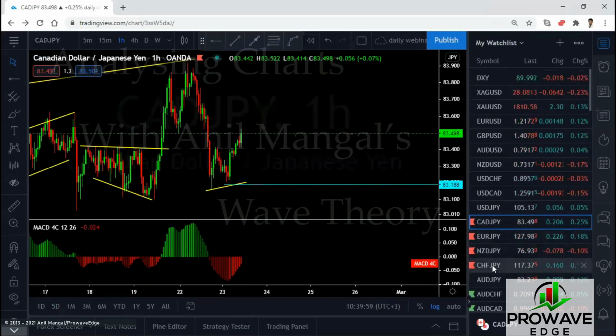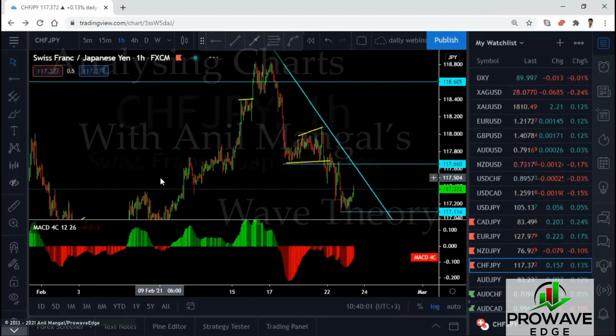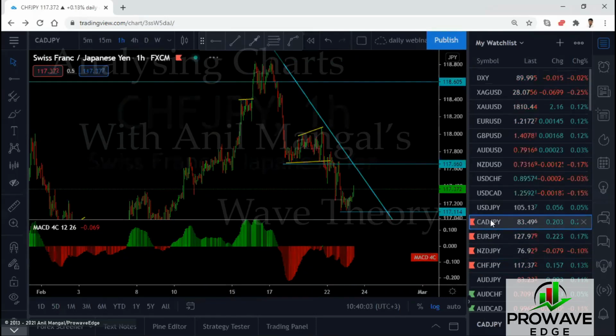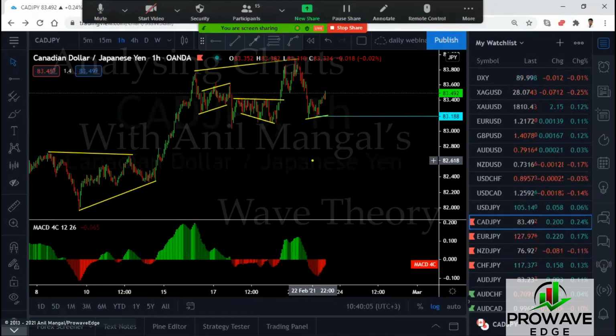Swiss yen. Nope, not Swiss yen. I think it was a CAD yen, sorry. Yeah, this piece. This. See, you had this, and look where the flat is. They go up and they drop.